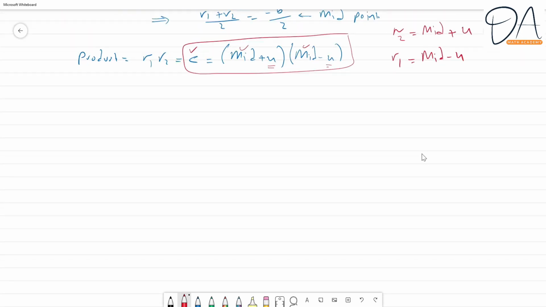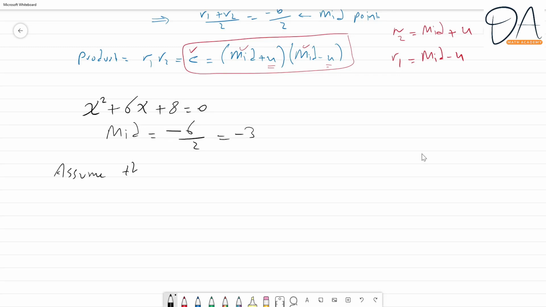Okay, things become more clear if we look at examples. So let's look at an example. We have x squared plus 6x plus 8 equal to 0. So let's apply the method. So the midpoint is simply minus b, which is 6 here, divided by 2. So this gives us minus 3. And then we'll assume the solutions will be the midpoint plus u and the midpoint minus u.